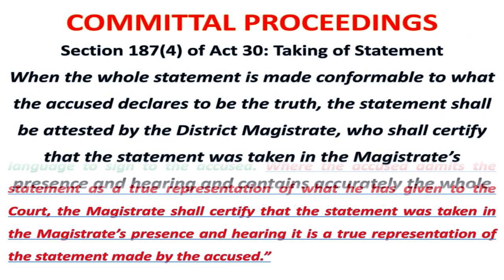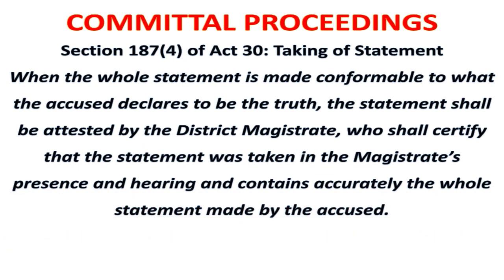And section 187, subsection 4 of Act 30 provides the provision and justifications for the magistrate signing. It reads as follows, and I quote: when the whole statement is made conformable to what the accused declares to be the truth, the statement shall be attested by the district magistrate, who shall certify that the statement was taken in the magistrate's presence and hearing and contains accurately the whole statement made by the accused.